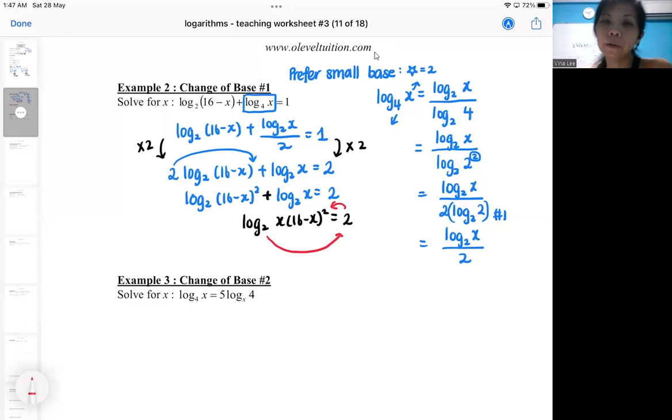So we will prefer a smaller base. If you're thinking, which one should I change? You change a bigger one to the smaller one.